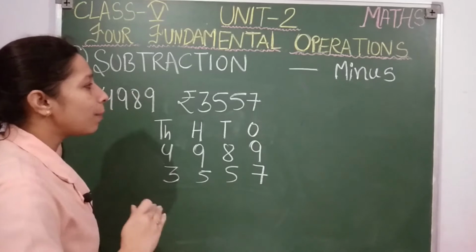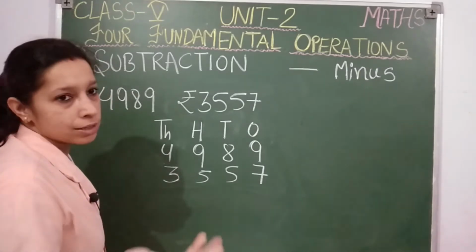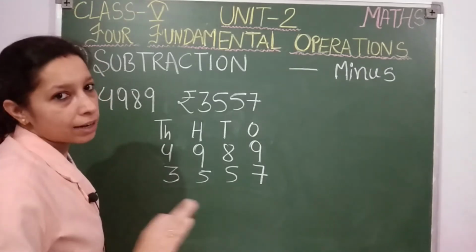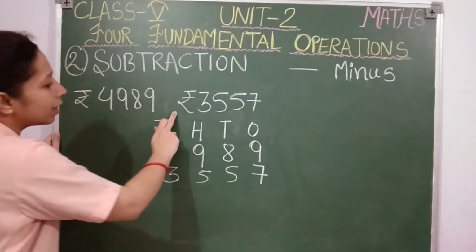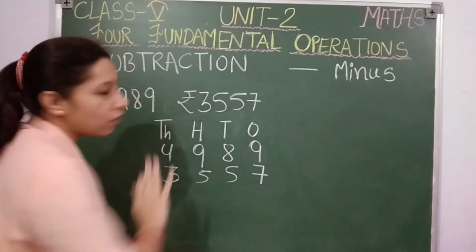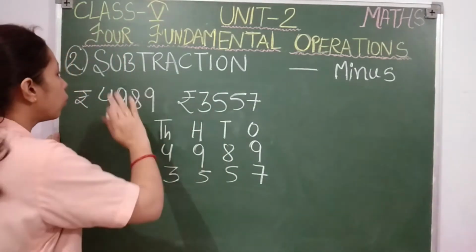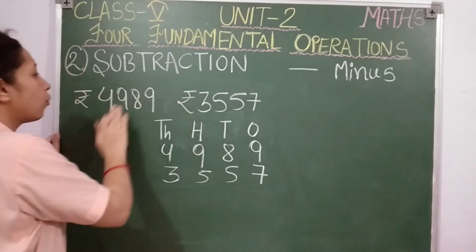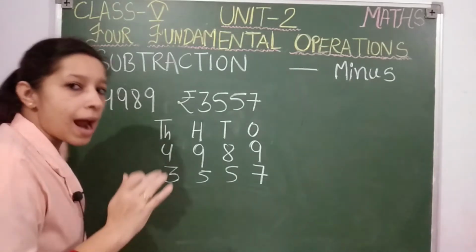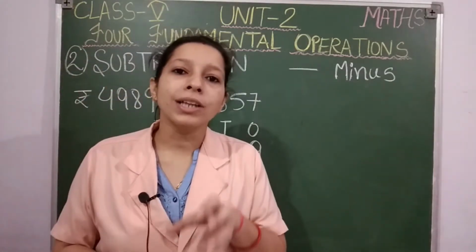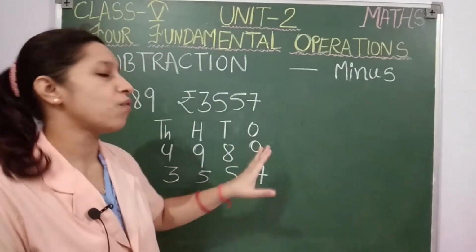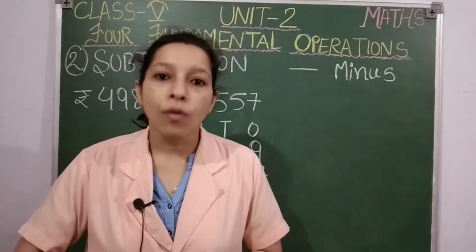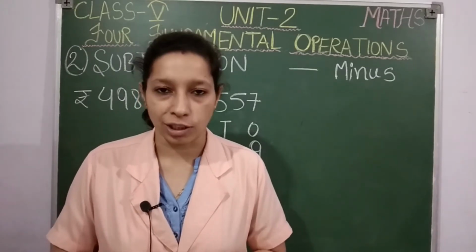So your mother will say, beta please give me this much amount, some emergency is there, I will return you the money. So you happily will give the money to your mother. So your mother wants 3,557 rupees. So what you will do, you will give this much amount from this amount to your mother. And now you want to know how much amount is still left in your piggy bank after giving 3,557. So what you will do, you will use the subtraction operation.